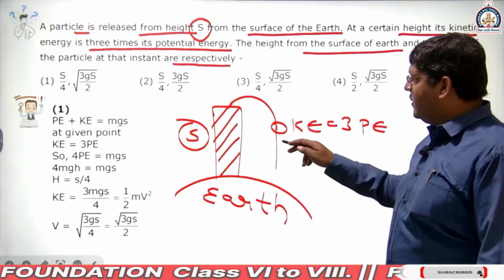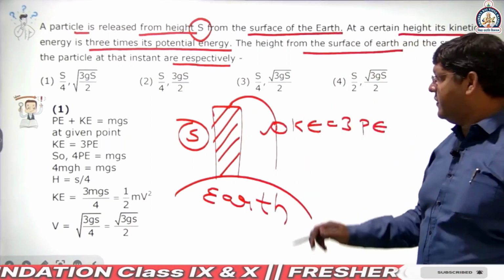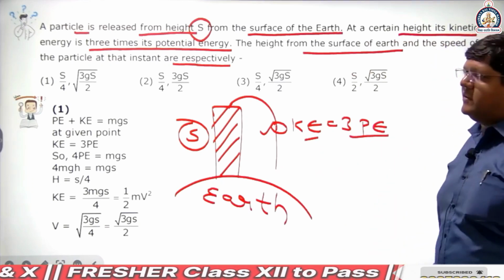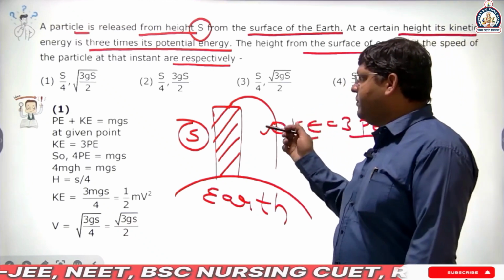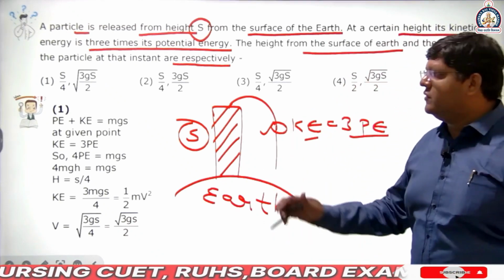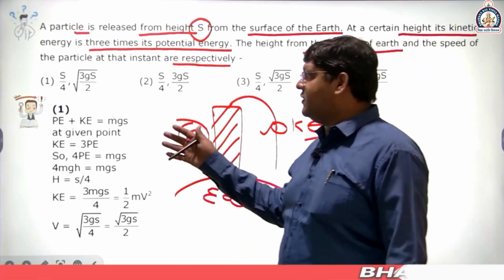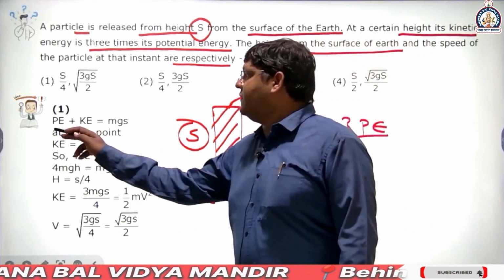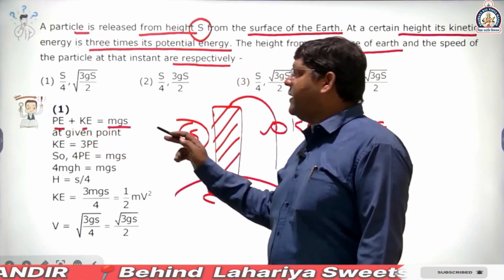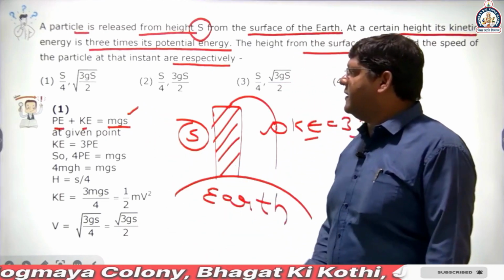Now, we have to calculate the position of this point at which the kinetic energy is 3 times the potential energy, and the question asks what will be the speed of the particle. So this numerical can be solved by the application of the concept of conservation of energy. Conservation of energy says the sum of potential energy plus kinetic energy is equal to mgh. According to the question, the height is s, so we put the value of h as s.